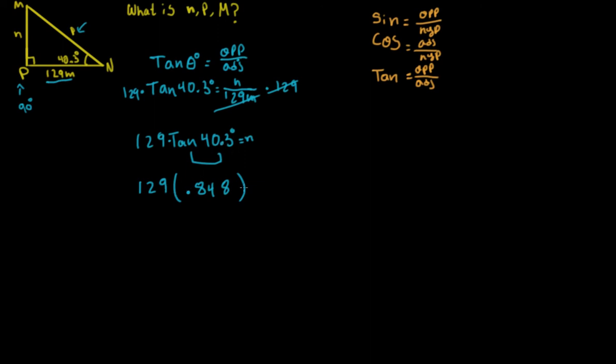And then we're gonna multiply, this is equal to n, right? We're gonna multiply that value times 129, right? So I'm getting for n approximately 109.3. And remember to put the units, which is meter, right? So this is n.